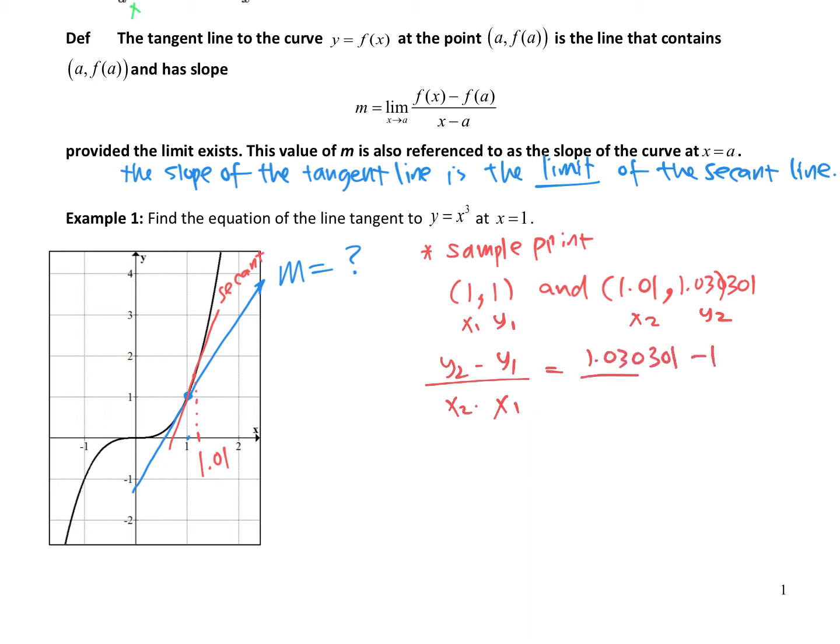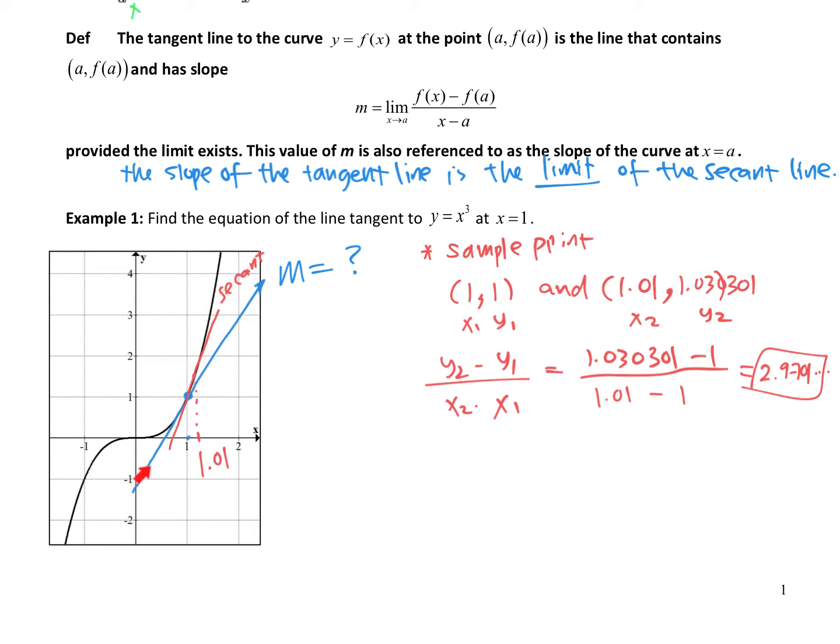So that's 1.030301 minus 1 over 1.01 minus 1. Again, this is x1, this is x2, so x2 minus x1. If I calculate that out, I'm going to get 2.9701 and so on, so 2.9 something. Again, that's not my final answer. That was just an estimate, because we're supposed to find the slope of the tangent line, which is the blue one. Here I calculated the slope of the secant line. That's really close to it, but that wasn't the tangent line.